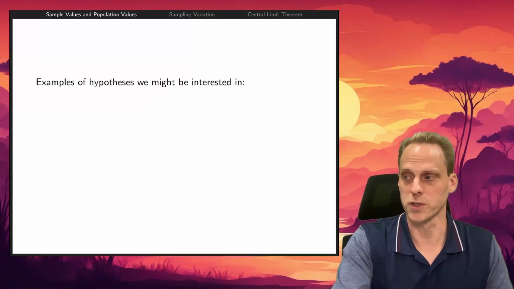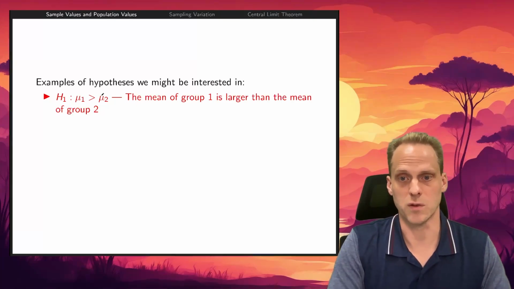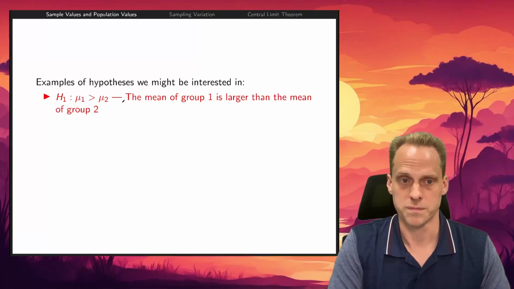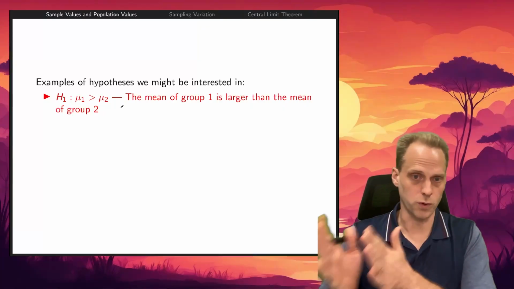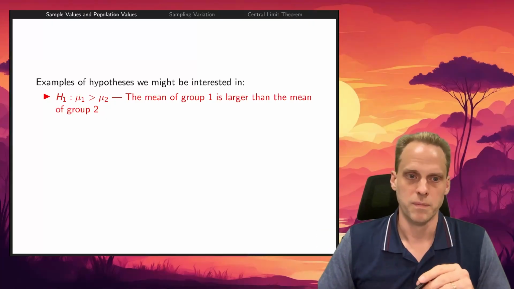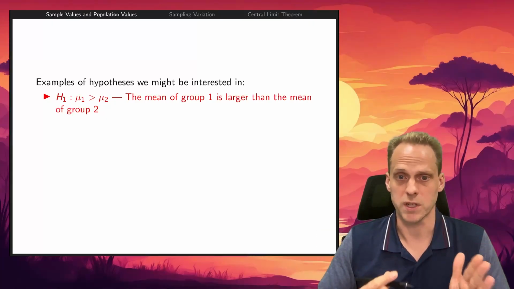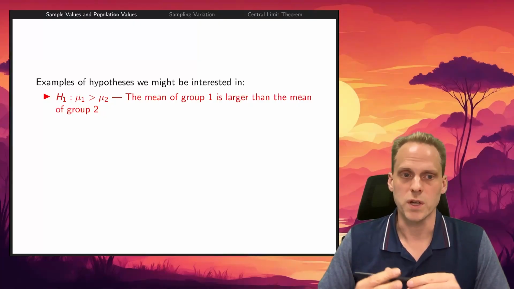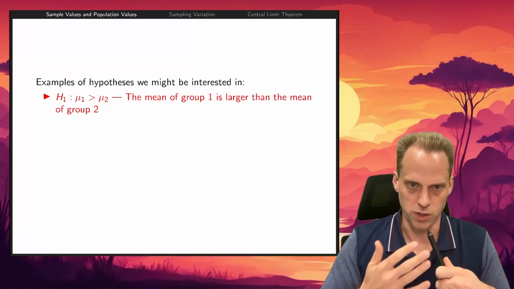Right, so an example of a hypothesis we might be interested in is, for example, the hypothesis that the mean in group 1 is larger than the mean in group 2. Let's say we have a treatment condition and a control condition. We give some group treatment, some group we don't give treatment. And do the people in the treatment condition get a higher level of happiness than the people in the control condition?